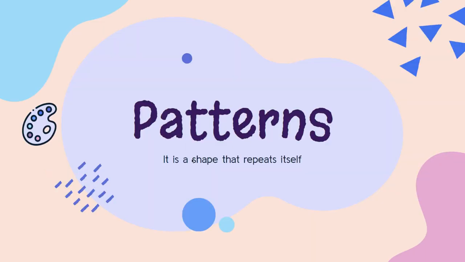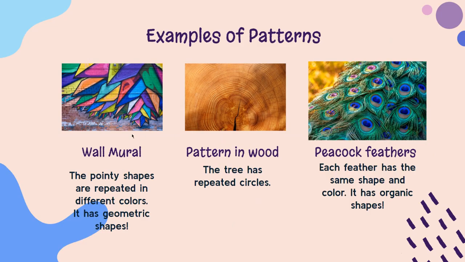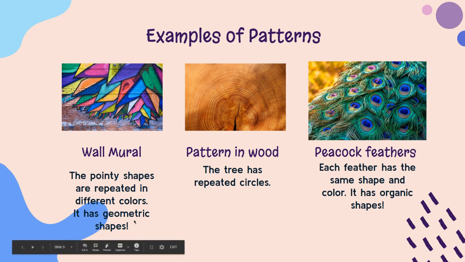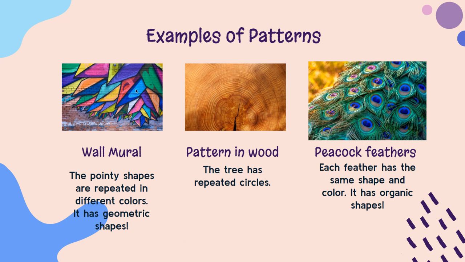Now, patterns. So, this is something new. So, a pattern is a shape that repeats itself. Here you have some examples. For example, the wall mural. So, the pointy shapes are repeated in different colors. It has geometric shapes. So, if you see this picture, you see the pictures that have pointy, straight, clear lines, and it's repeated again and again.